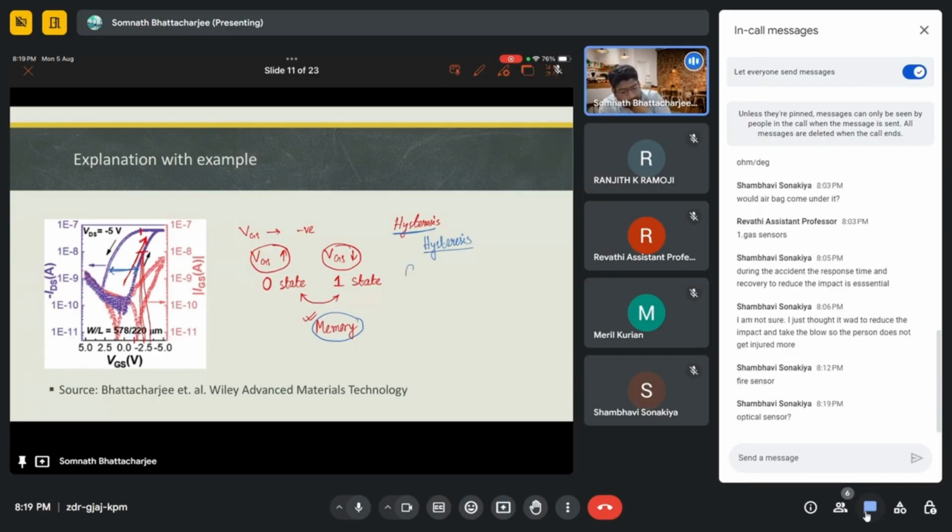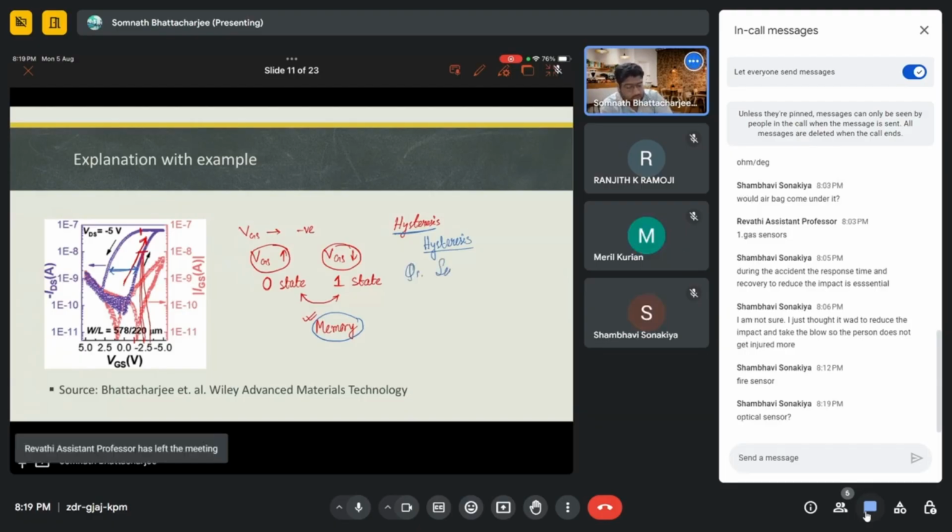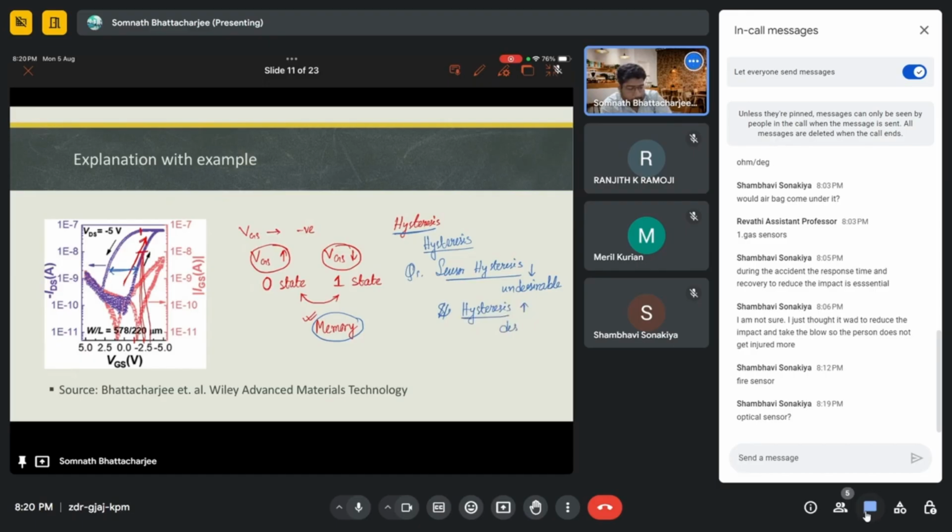My question is that a sensor has hysteresis. How can you explain that? A sensor has hysteresis, which is undesirable, right? But is there a case where the hysteresis is desirable, other than this case? Optical sensor. Yeah. Can you explain that?